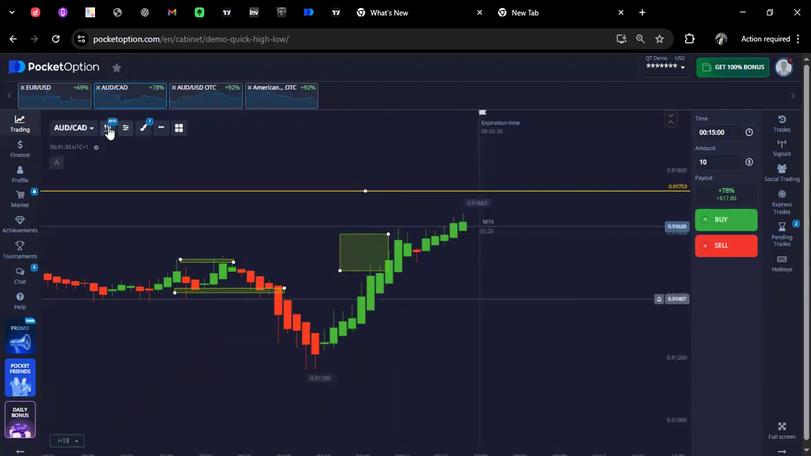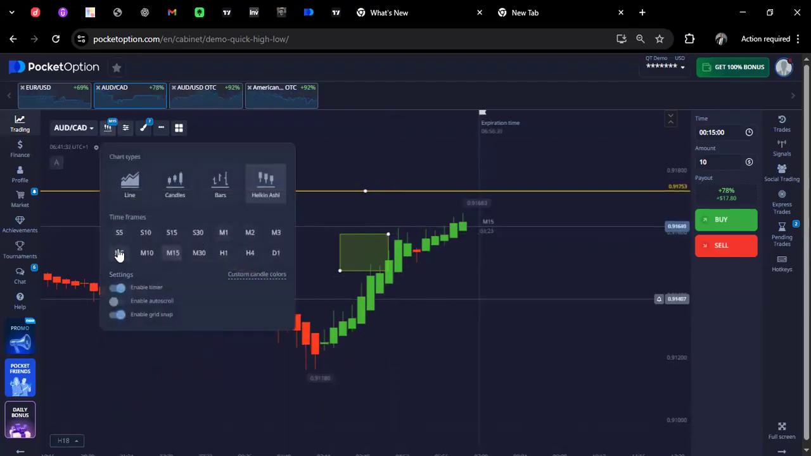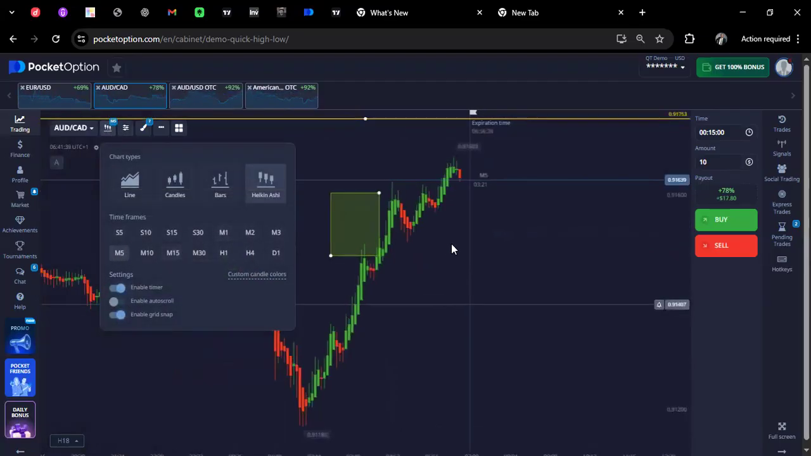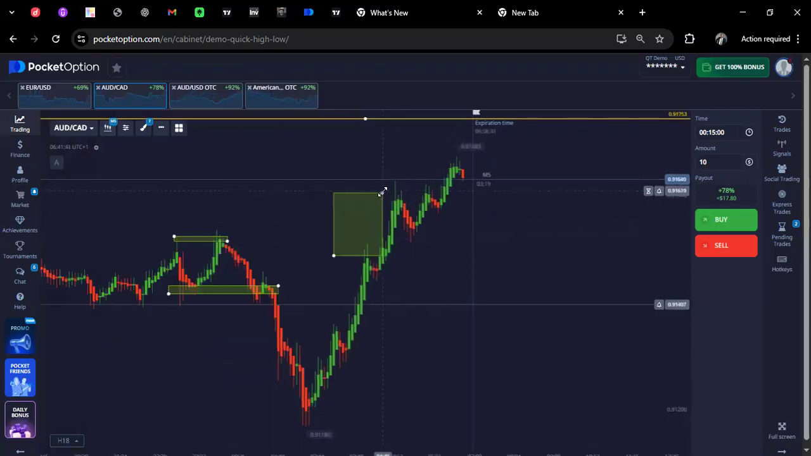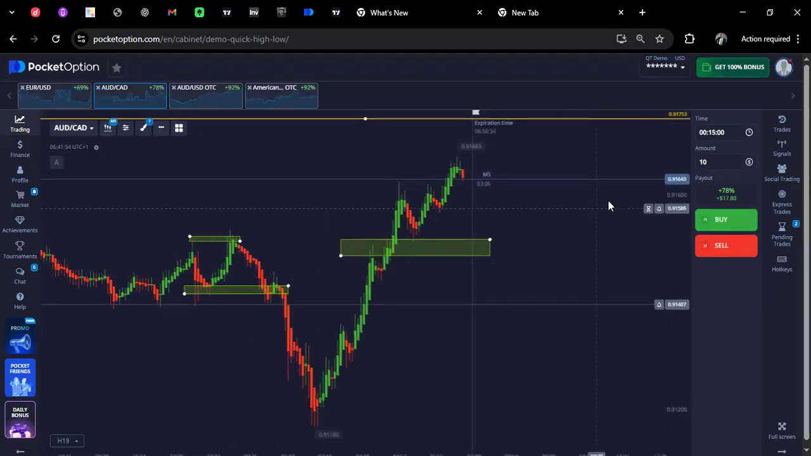Wait. You can see I had a zone marked out here. Where is it? Is it here or here? I'm not confused for real. I don't know where I had that thing marked out again.